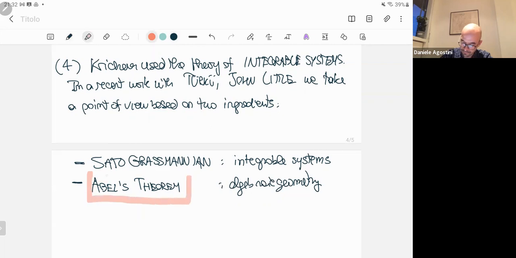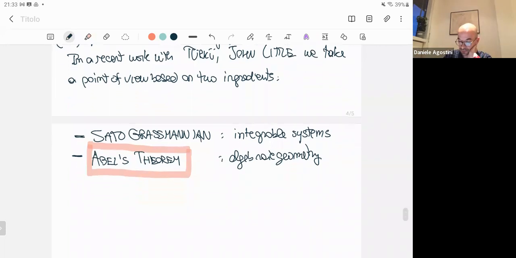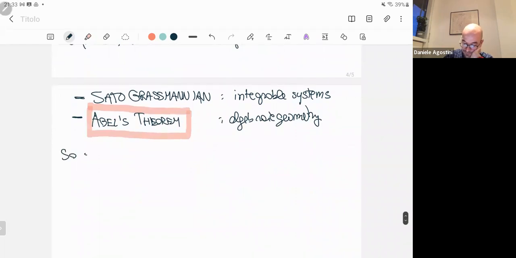The first part, the Sato-Grassmannian, is an object that just depends on the KP equation and has nothing to do with curves a priori. So it's there for us. And the thing that we need from curves is Abel's theorem. This means that one can do the same kind of procedure whenever we have Abel's theorem at our disposal. So everything works for singular curves as well.